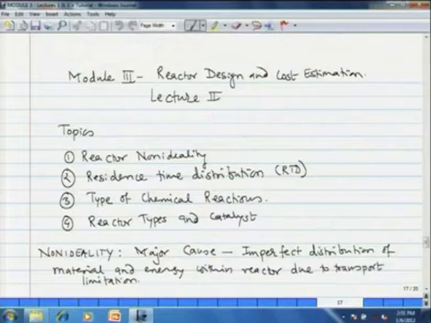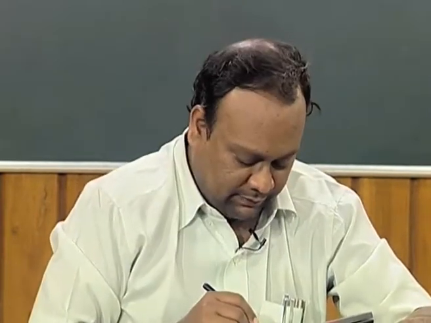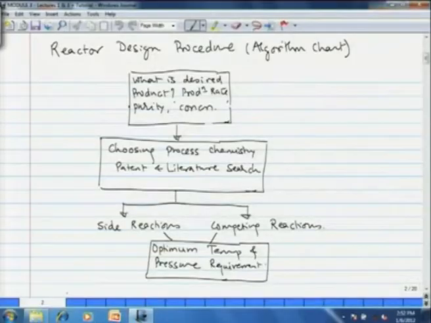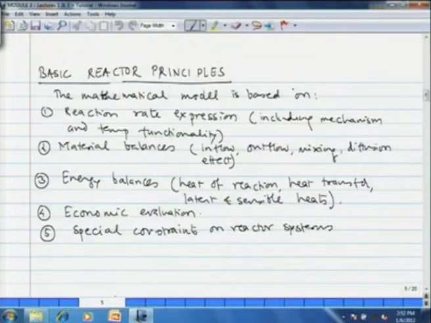Welcome. We are in the module of reactor design and cost estimation. In the previous lectures, we saw some basic aspects of reactor design. We started with the basic reactor principles. Thereafter, we saw the block diagram of the reactor design procedure or algorithm. Thereafter, we tried to develop simplified or general expressions for the reaction rate, material balance, energy balance, and then we got introduced to the economic evaluation of the reactor and the special constraints on reactor systems.